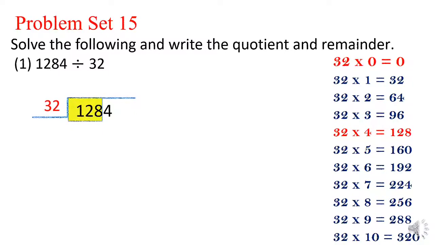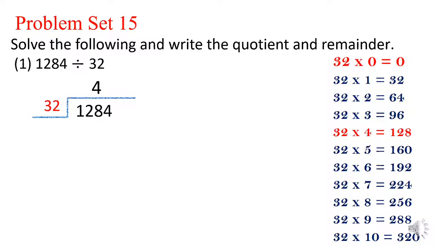So step number 2 is, here the divisor is 32. We use the table of 32 to find the product which is less than or nearer to 128, or 128. So here 32 fours are 128. Hence we write 4 in the quotient above 8.